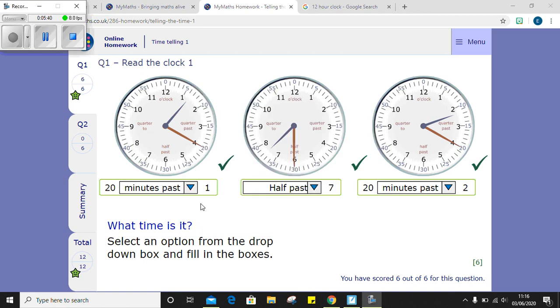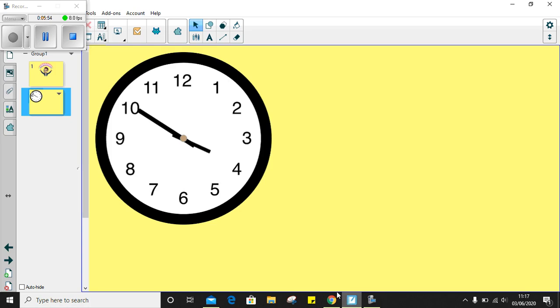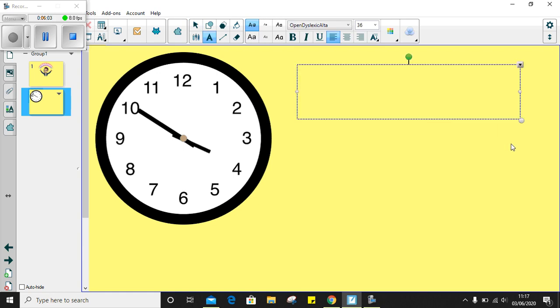Yep, so for this one, guys, you need to use the drop-down arrows and make sure you've got the right one. If you get any wrong, go back and have another go at it. That's what this online homework, this My Maths, is so good at. For your second set of questions, you're going to be converting a clock from an analog clock to a 12-hour clock. So for that, you need to look at the hour hand first.